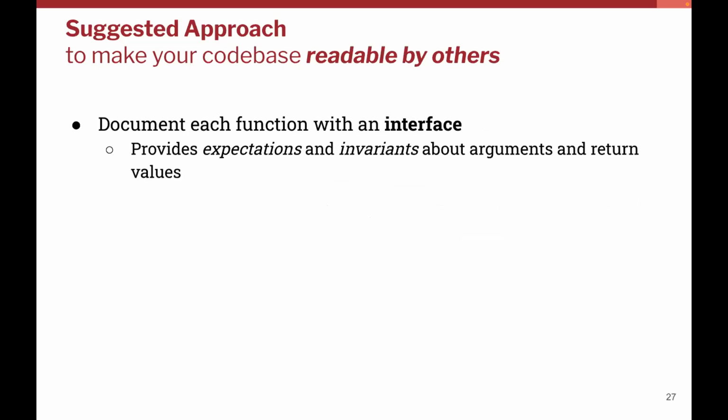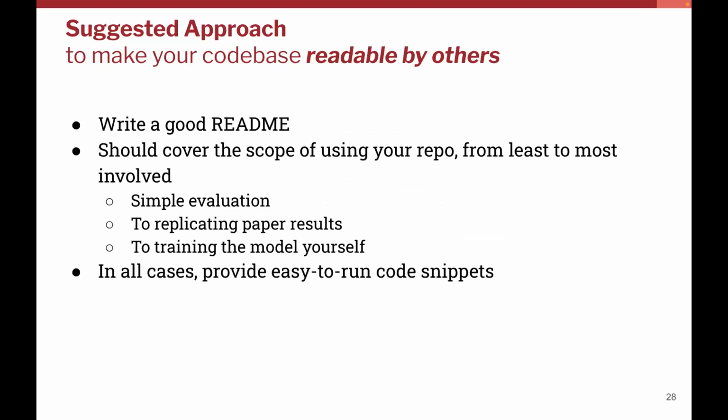The other biggest thing I can suggest is to document each function of the interface. We'll go over examples of both really quickly. The point of this process is to provide expectation invariance about arguments and return values. If other people are trying to call your code, you should make extremely clear how your code is being used and why. Let's go over quickly an example of a good set of released code.